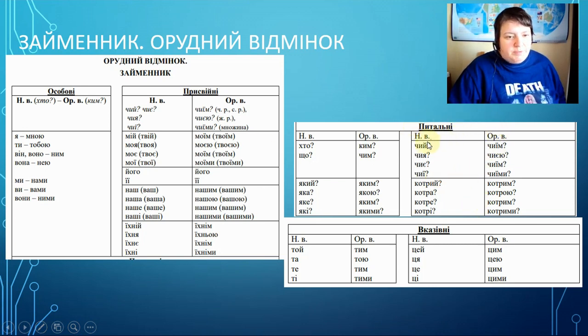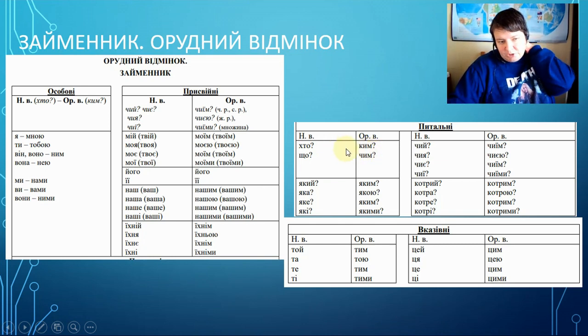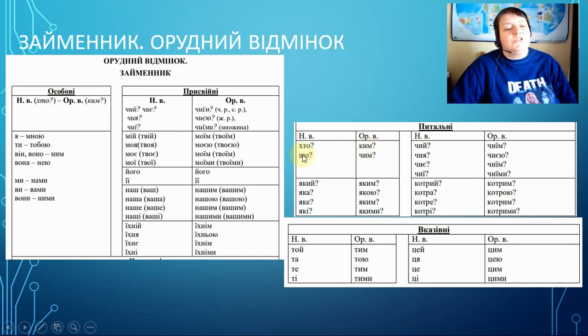Question, interrogative pronouns. So, who, with the help of whom, ким. What, що, with the help of what, чим. Який, what kind, яким, it's masculine. Яка, якою, feminine. Яке, яким, neuter. Які, якими, plural.